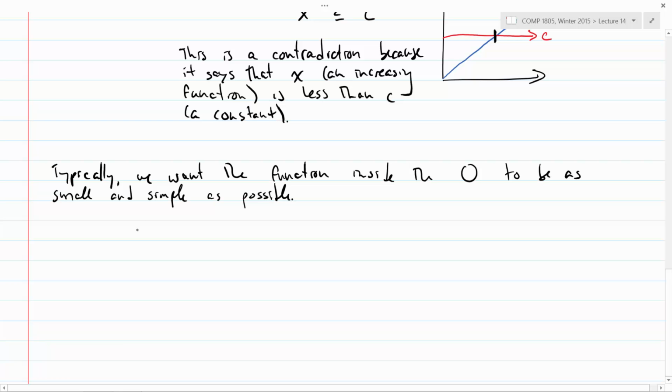So for example, 5x squared plus 10x plus 3 is in fact big O of, let me write something else, 2x squared minus 3x plus 4. That's true, but it misses the point of what's going on.